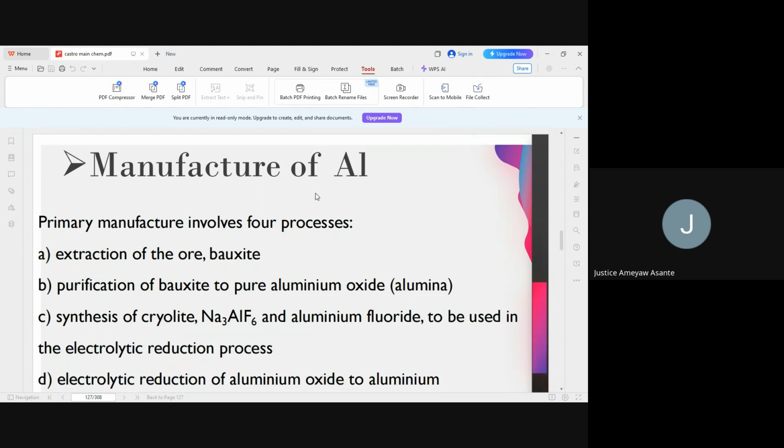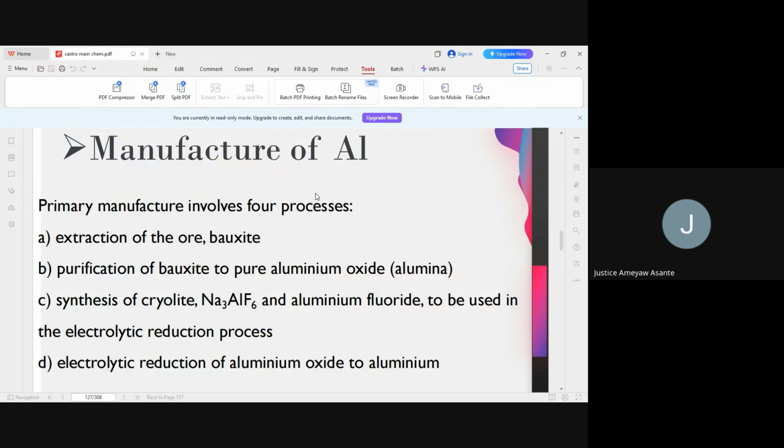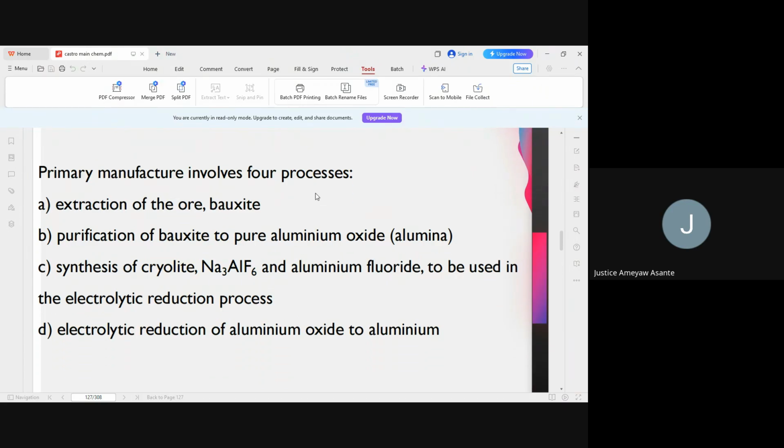How do you manufacture aluminum from the bauxite? So primary manufacture involves 4 processes. And what are the processes? Extraction of the ore, that is the bauxite. Purification of the bauxite to pure aluminum oxide, which we call alumina. Then synthesis of cryolite, aluminum fluoride, to be used in the electrolytic reduction process. Then the final stage is the electrolytic reduction of aluminum oxide to aluminum. So before you can get aluminum, it should pass through 4 stages.